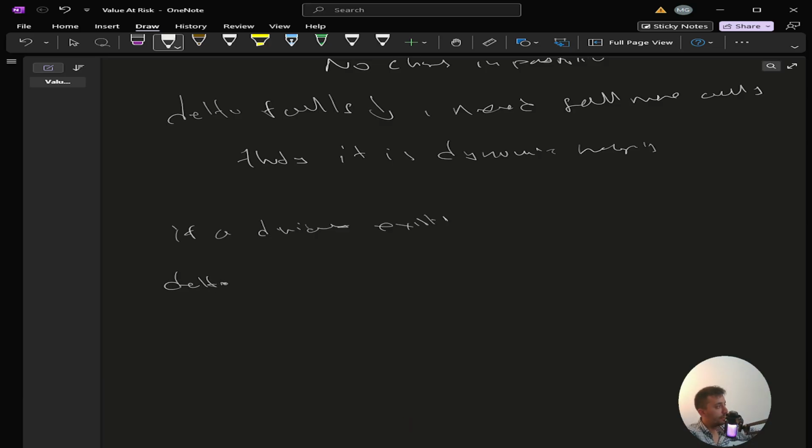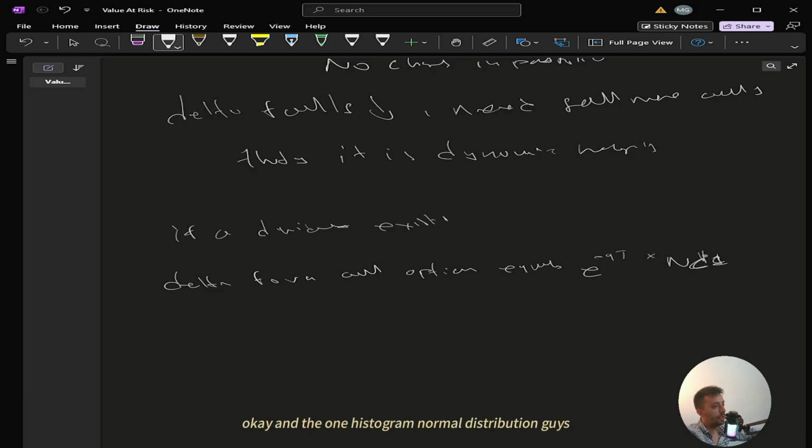delta for a call option equals e to the power of minus QT times N(d1). Okay, and N(d1) is the cumulative normal distribution, guys. The dividend yield is Q. All right, dividend is Q.